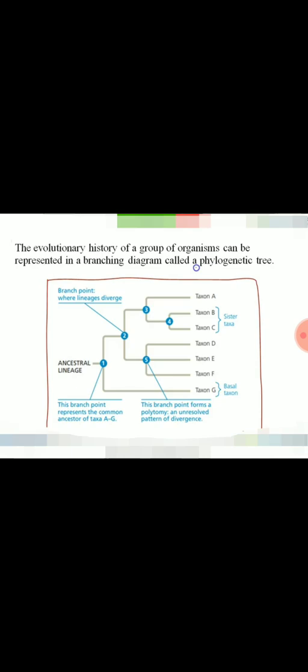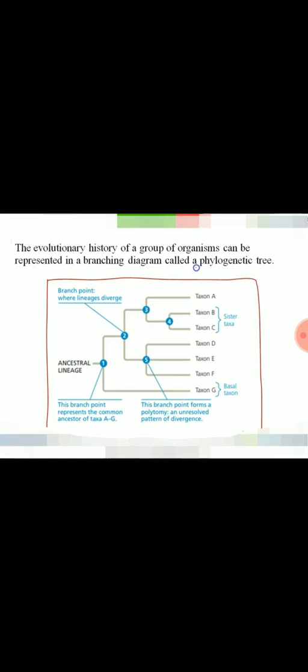You can see basal taxon G. After the ancestor there is no branch point. So we can call this type of line or branch an outgroup. Why? Because there is no divergence occurring over there, so we can call it an outgroup.